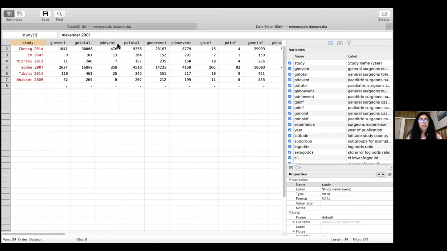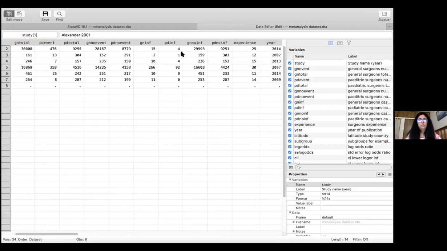Similarly, for the pediatric surgeons, you can get the events, how many patients had the event, and then the total, and then you can subtract it to get how many did not have the event. Then this is another variable. You can look at people who had the infection. So 15 in this group had the infection. Similarly, in the pediatric group, you can have the ones who had the infection, then no infection. So event and no event.